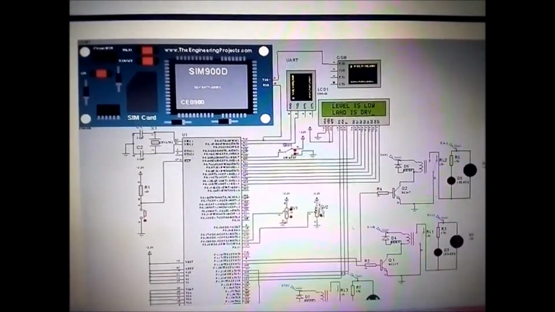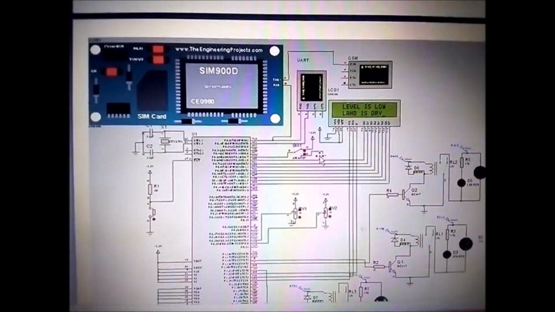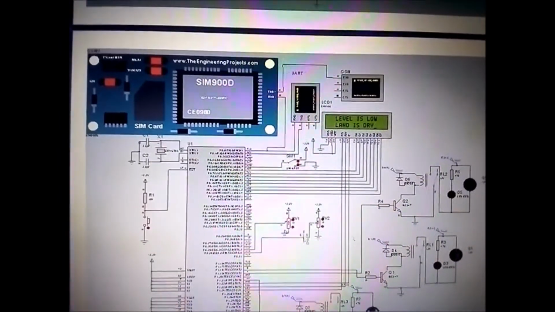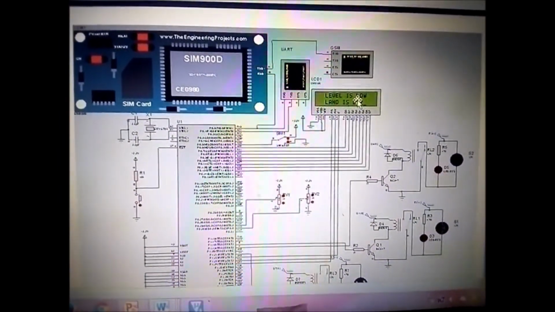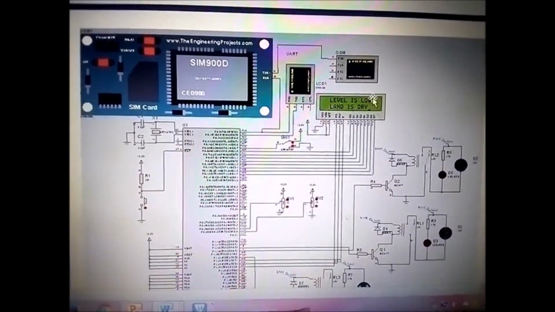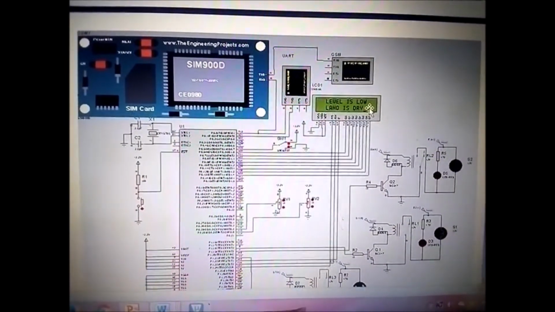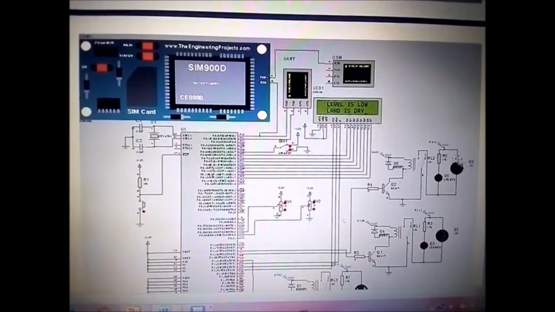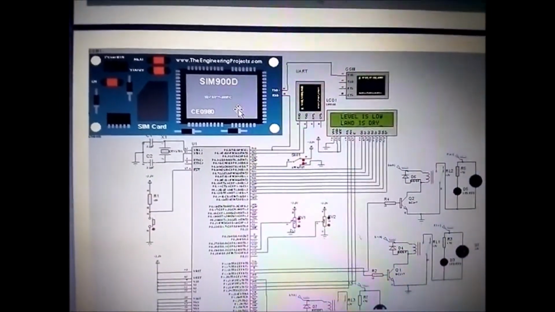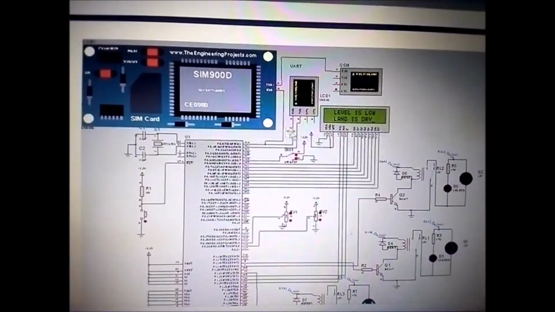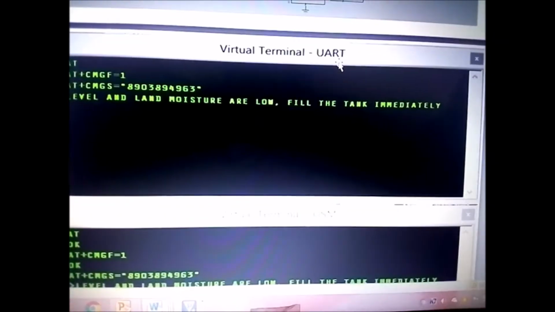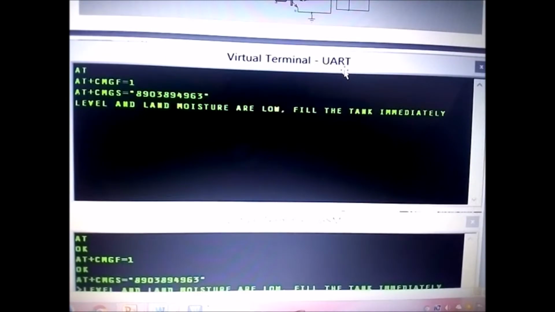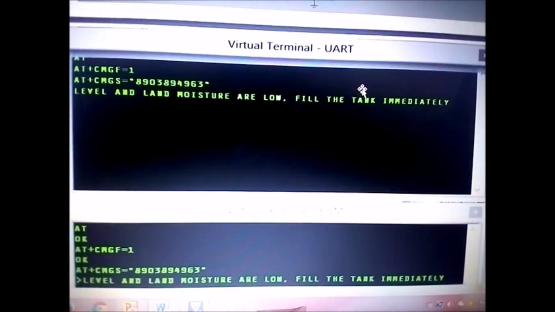Once the rain sensor actually goes back to normal, and once the level and the soil moisture sensor are low, it represents in the LCD that the level is low and the land is dry. The GSM tries to transmit the message to the end user, that is, the land moisture is low, fill the tank immediately.